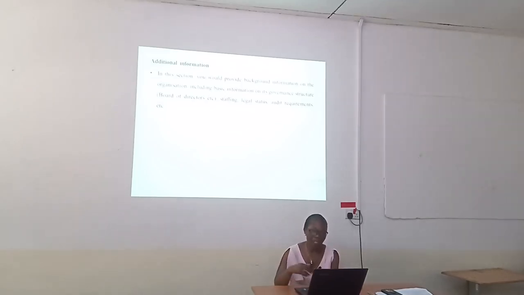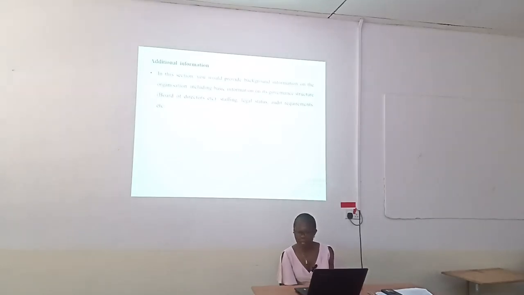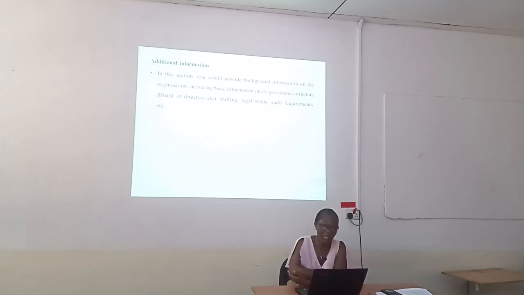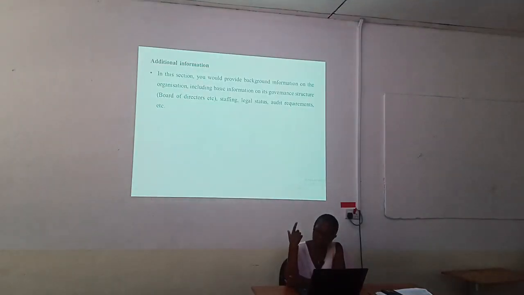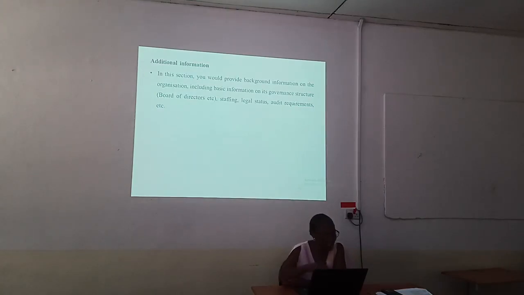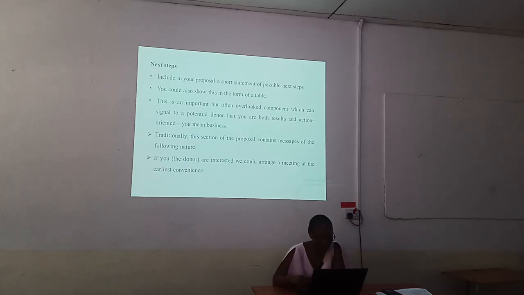Additional information. In this section, you would provide background information on the organization, including basic information, its governance structure, staffing, legal status, audit requirements. So additional information, background information about your organization, they need to understand it. I think I explained it when I was looking at the components. This is where you explain it.